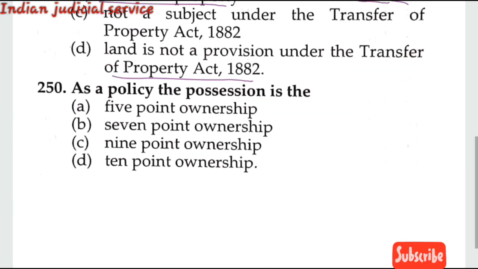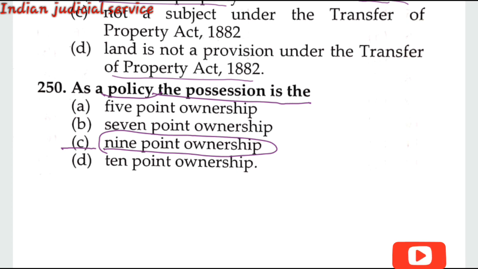So now the final question of this video, question number 250. As for the policy of possession, our answer here is option C, nine point ownership. What is nine point ownership? Nine point ownership is a law belonging to the old common law. Its meaning is that physical control over the possession of any property is the main possession, and the court presumes that he is the real owner. The burden of proving always lies on the person who has no possession of the land and who claims that such property is his own. The landholder who possesses such property is, in the view of the court, the real owner, whether or not he has the capability to maintain such possession.